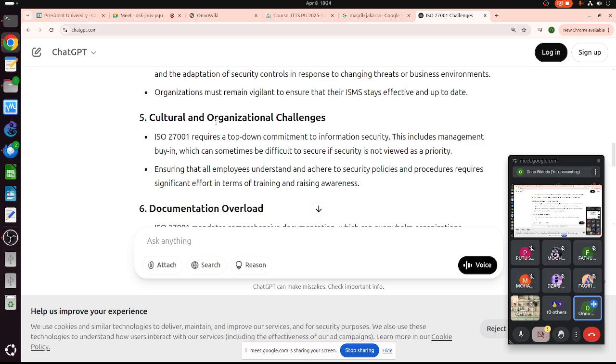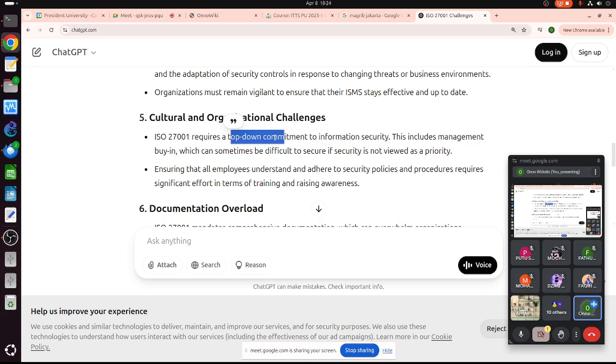And then there is a cultural and organizational challenge. For example, one of the main problems with this is the top management, the number one, the director, the head of the organization. ISO 27000 requires top-down commitment. Top-down means all of the paper, everything must be signed by the number one. Okay, because this is like my number one commitment, and that's most difficult for many organizations.